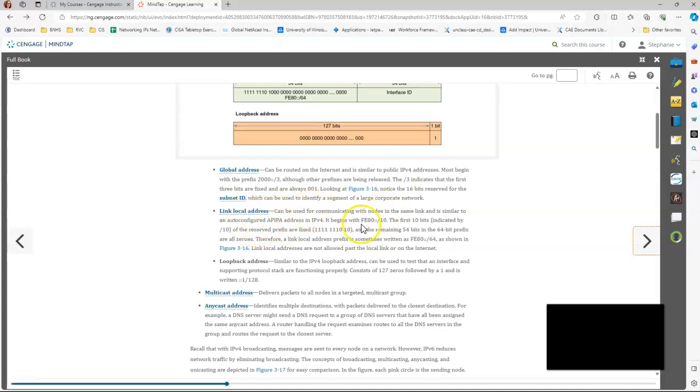Link local address, that's always FE80. So if you ever see FE80, that's going to be link local. They have the example here. And /10 just means that that's reserved for FE80, and then the remaining are all zeros. Therefore, the link local is always FE80::/64.